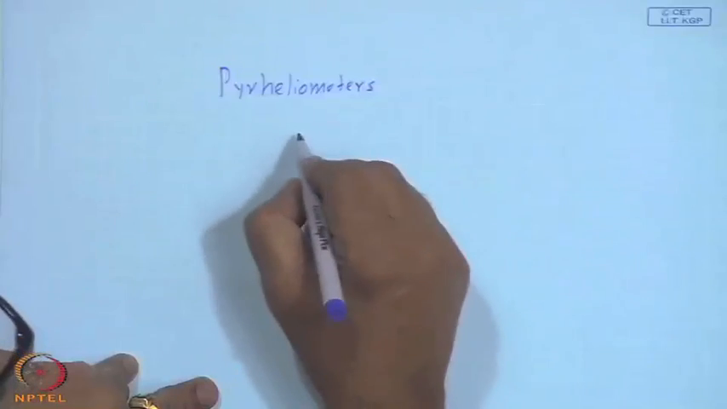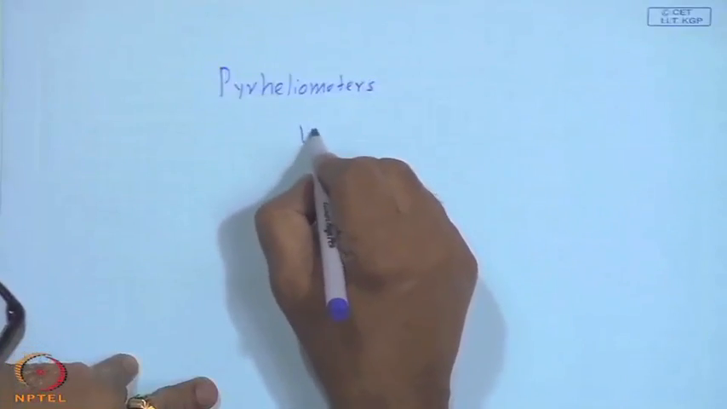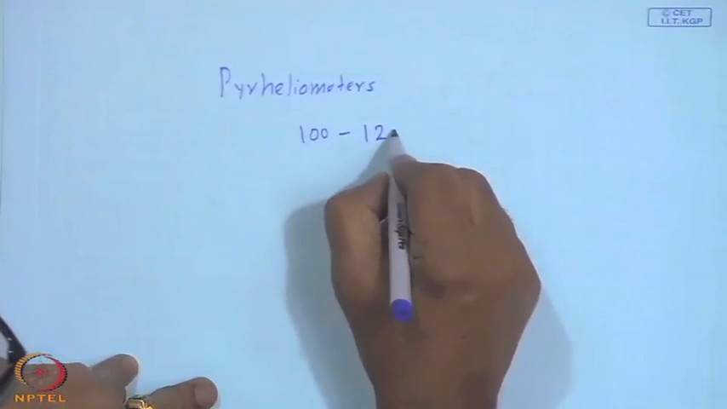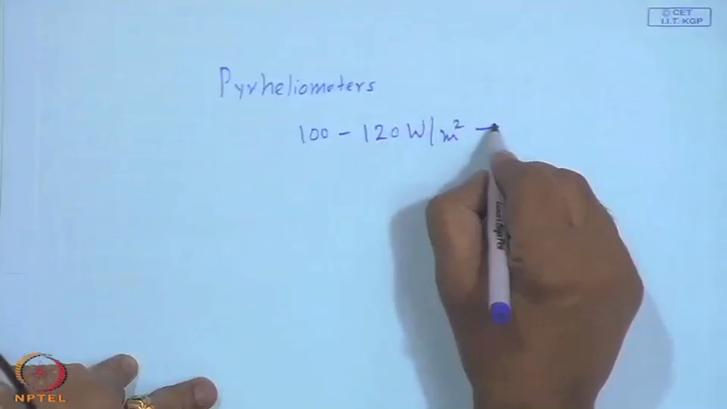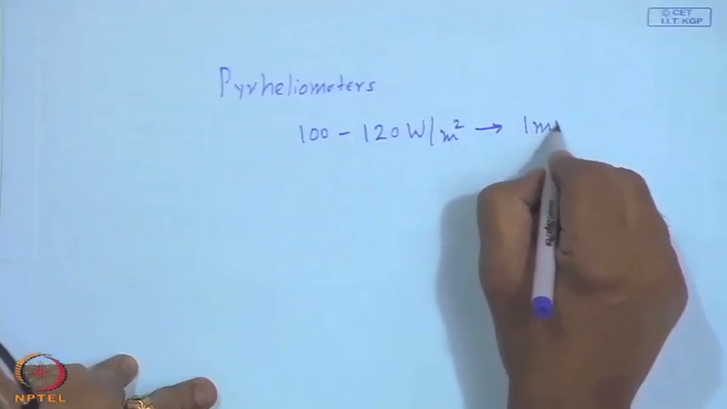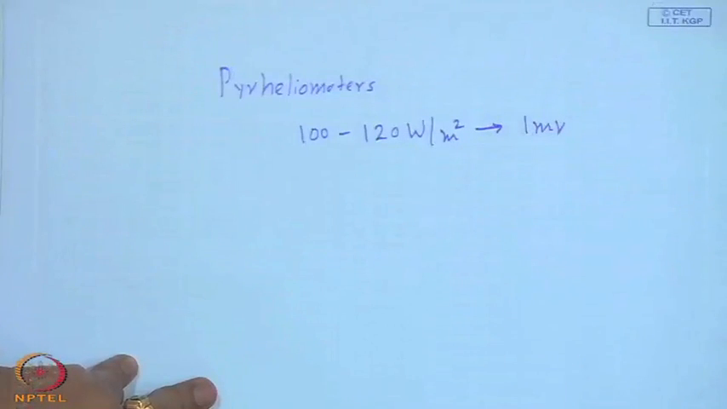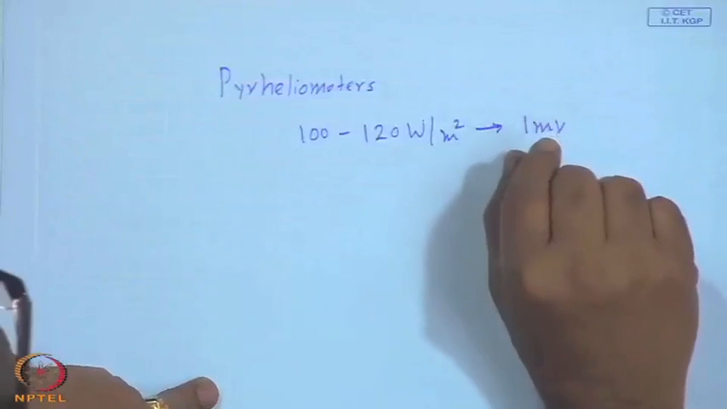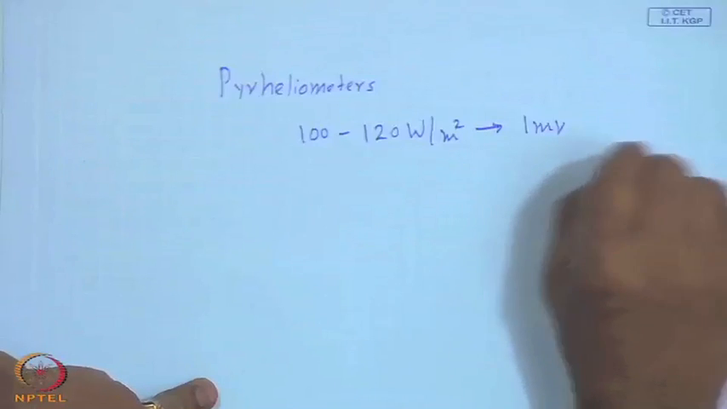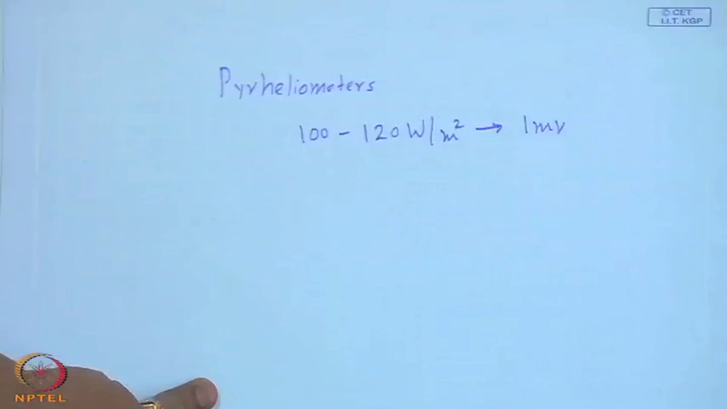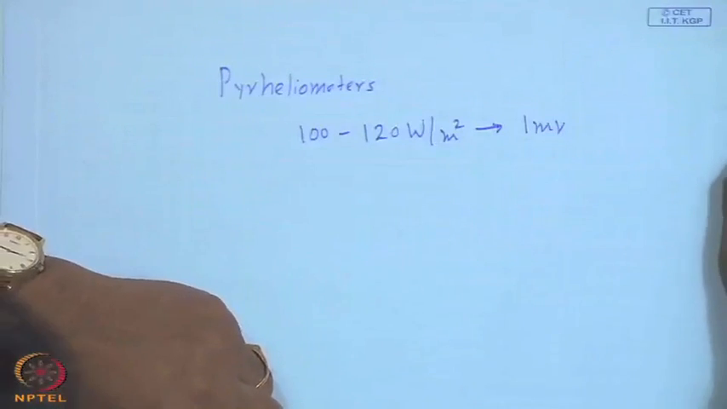Most of the pyranometers which are in commercial use produce about, for 100 to 120 watts per meter square of solar radiation intensity, they generate about 1 millivolt. The sensor is placed inside a hermetically sealed spherical lamp bulb filled with dry air. This is to reduce your convective losses.